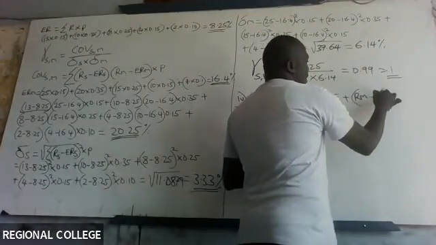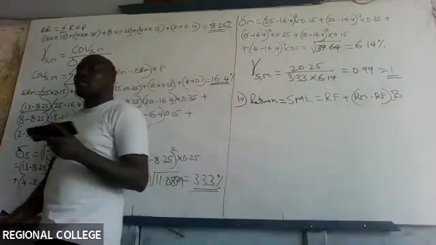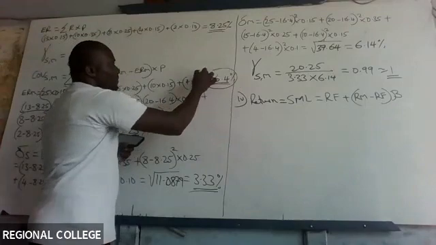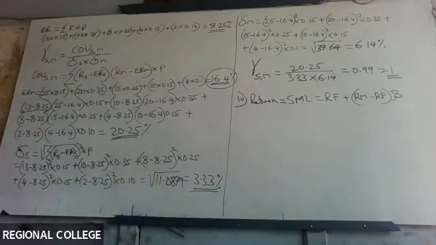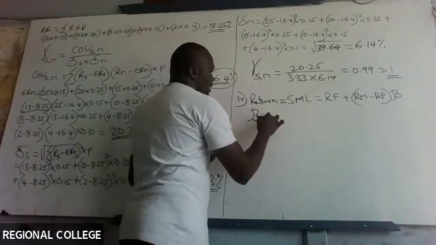RM minus RF, times what? The beta. The risk-free rate is 10%. Do you have the expected return on the market? 16.4. Right? So we need to get the beta. How do you get the beta of a security?